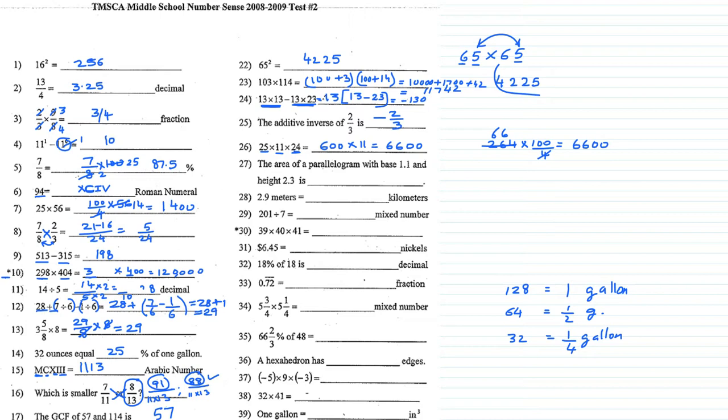Question 27, the area of a parallelogram with base 1.1 and height 2.3 is how much? So, we have a parallelogram, something like this. The base is 1.1 and the height is 2.3. So the area of a parallelogram is base times height. So in this case, it's 1.1 times 2.3. So this is nothing but 2.53.